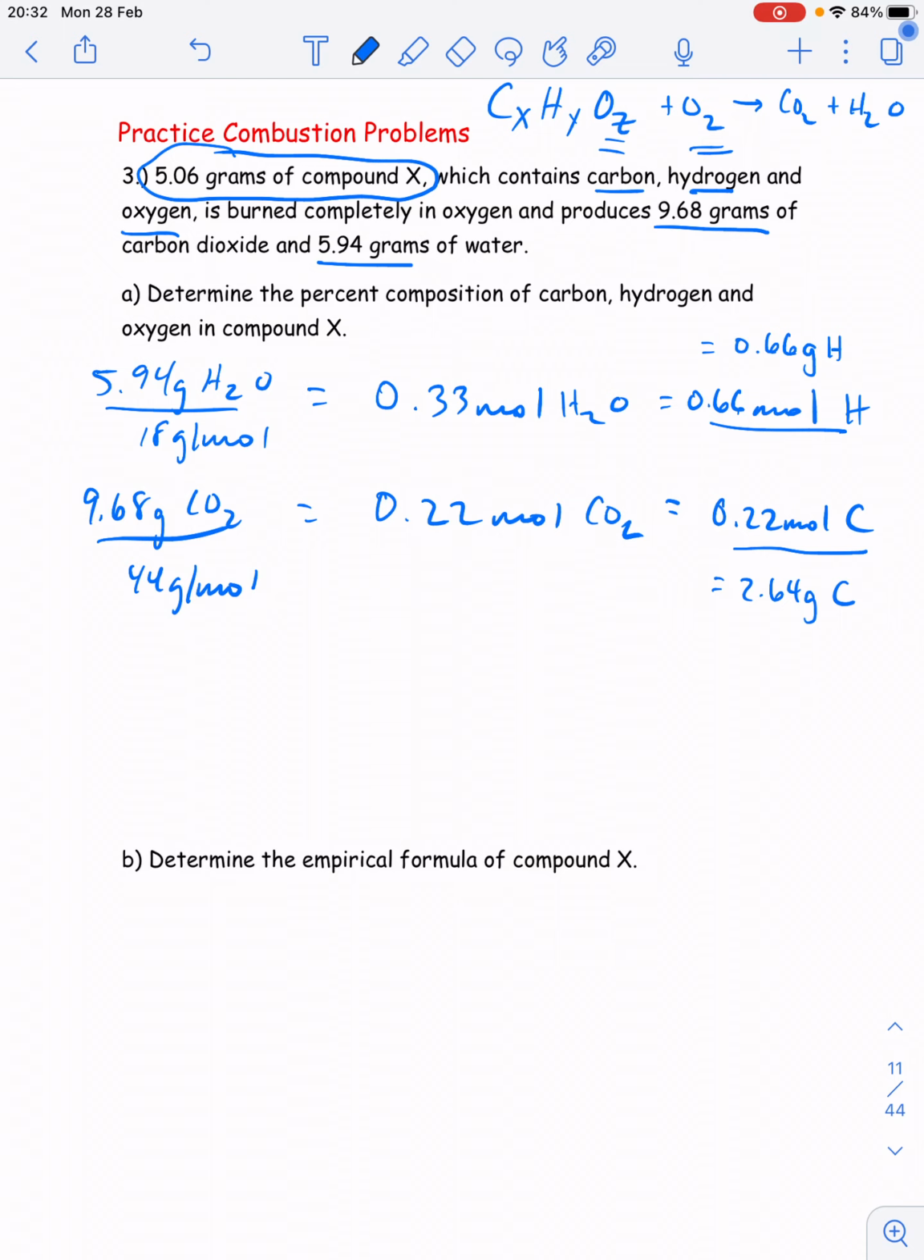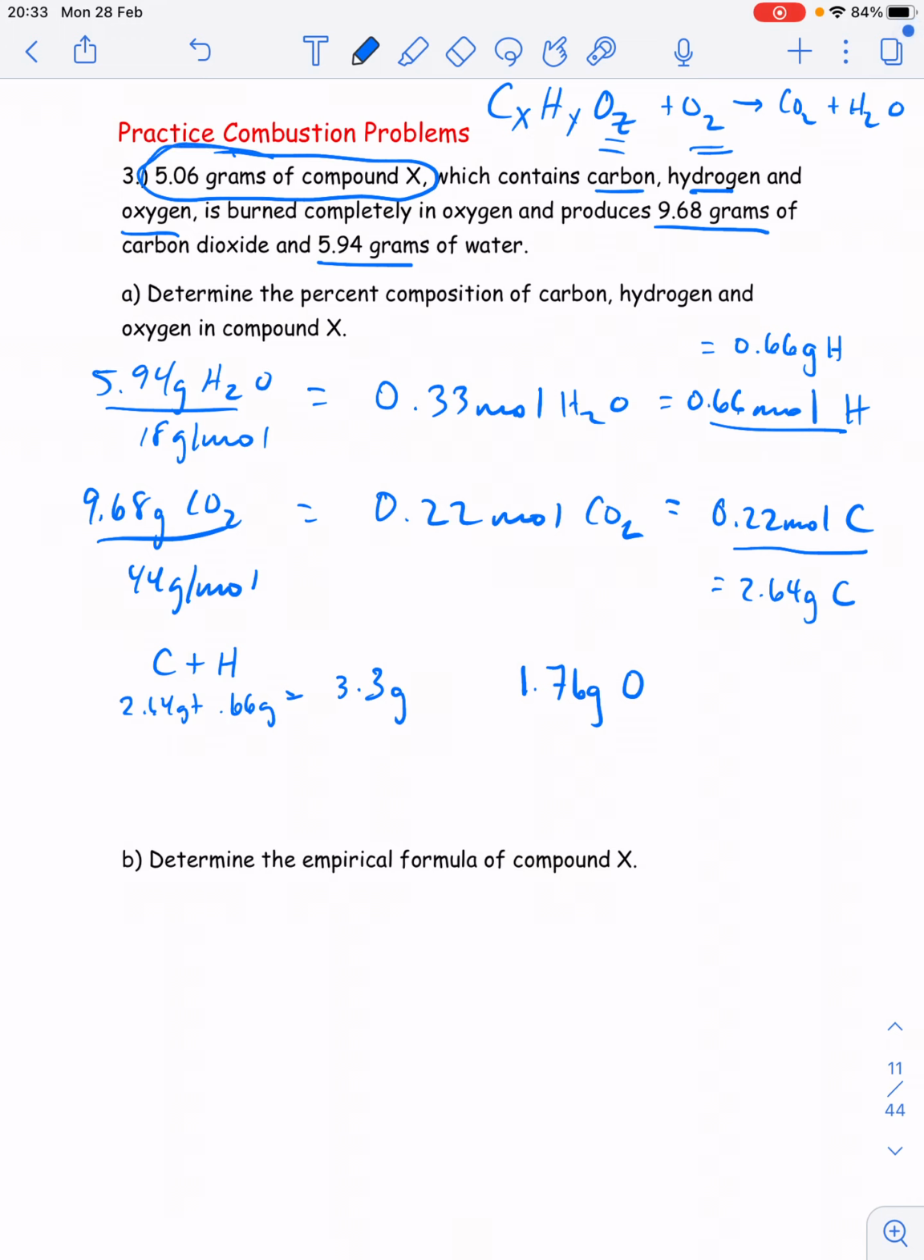And so I know that the carbon and the hydrogen together is 2.64 grams plus 0.66 grams, and that is 3.3 grams due to the C and the H. Well, if I subtract that from 5.06, then I can tell that 1.76 grams must come from oxygen.